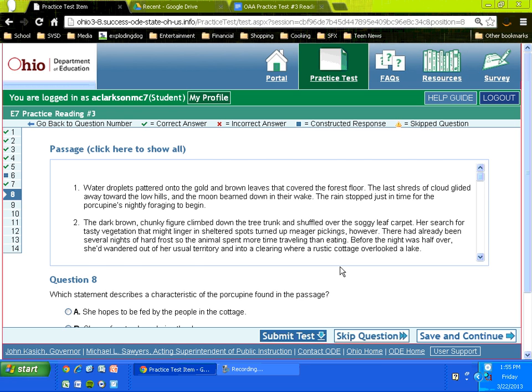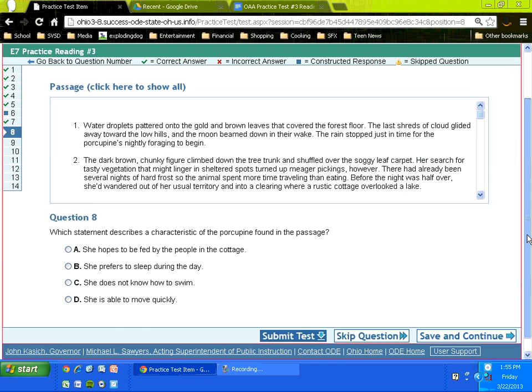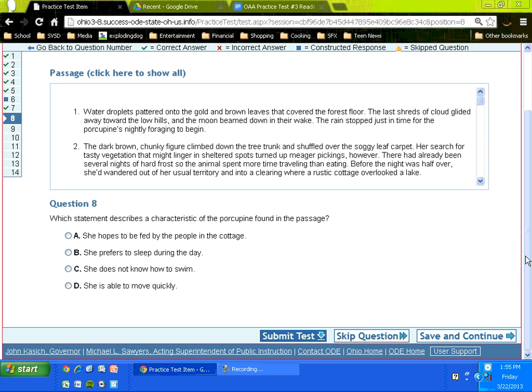Let's take a look at question 8. Which statement describes a characteristic of the porcupine found in the passage? And then we have 4 statements. She hopes to be fed by the people in the cottage. She prefers to sleep during the day. She does not know how to swim. She's able to move quickly.